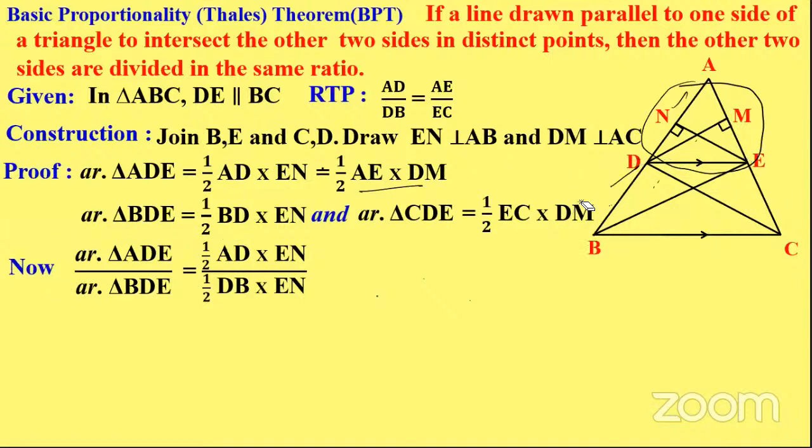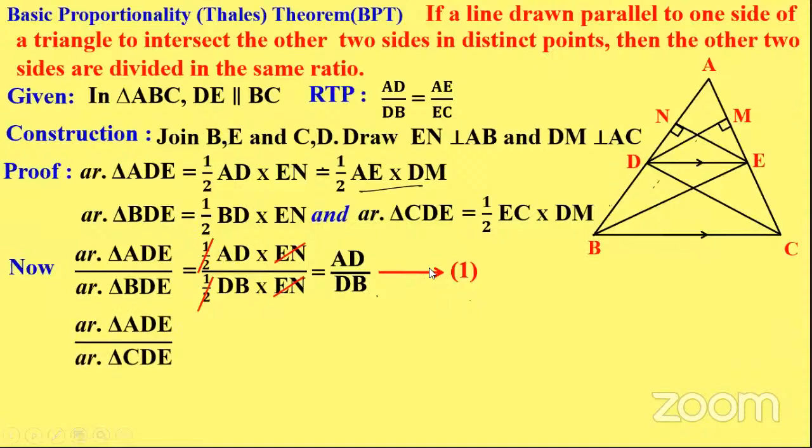Now, simplification. The simplification gives that the half will get cancelled, and the E's get cancelled. The remaining is AD and DB. Don't cancel D and D. AD is the total, one line segment, so don't cancel letter D and letter D. AD by DB is equation number 1. Area of triangle ADE by triangle BDE is equal to AD by DB. This is equation number 1.